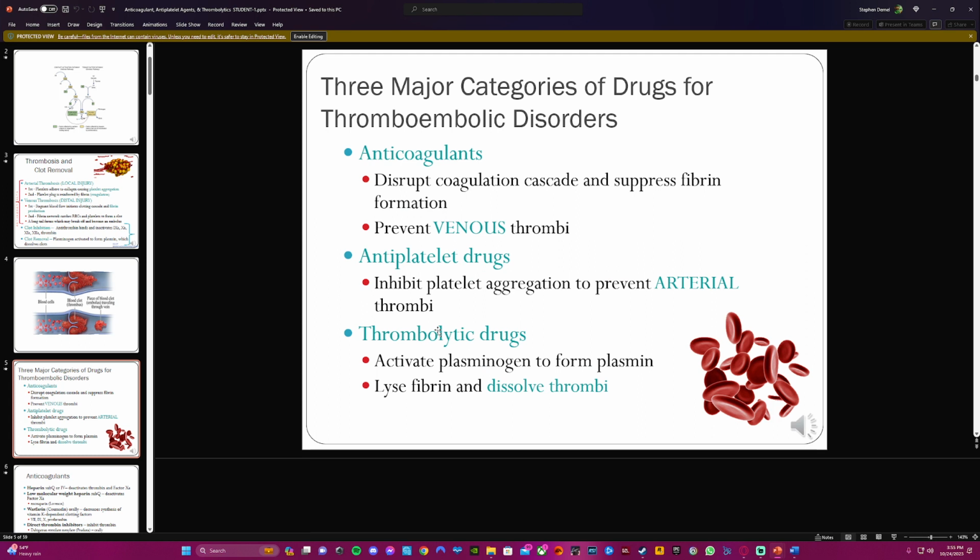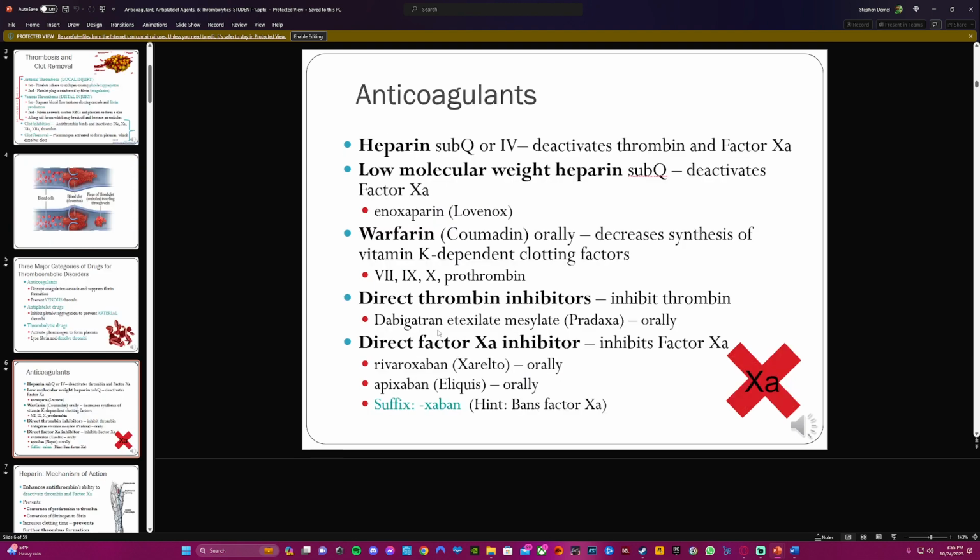Three major categories of drugs for thromboembolic disorders. Anticoagulants disrupt the coagulation cascade and suppress fibrin formation. They prevent venous thrombi. Antiplatelet drugs inhibit platelet aggregation to prevent arterial thrombi. Thrombolytic drugs activate plasminogen to form plasmin. They lyse fibrin and dissolve thrombi.